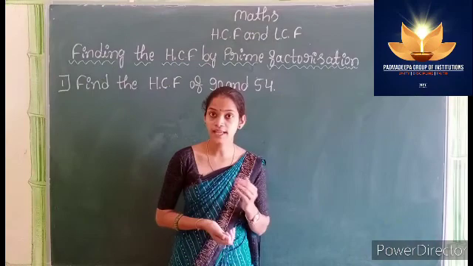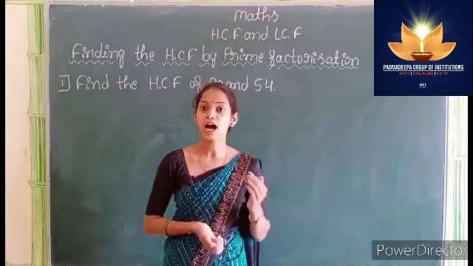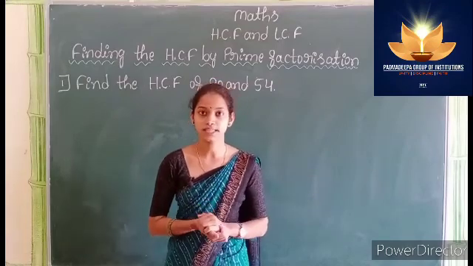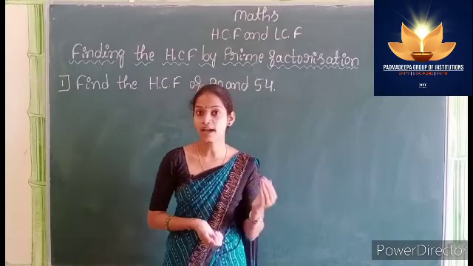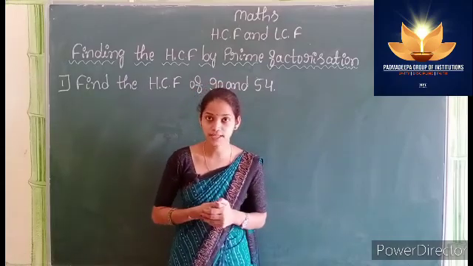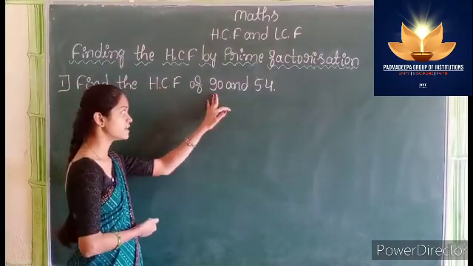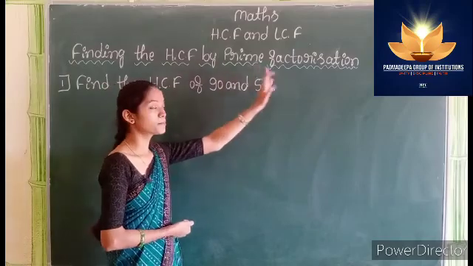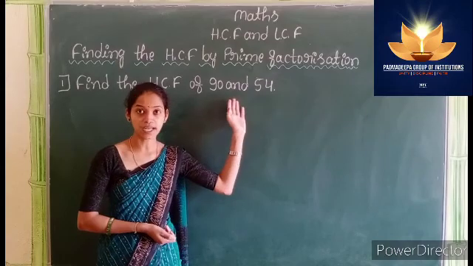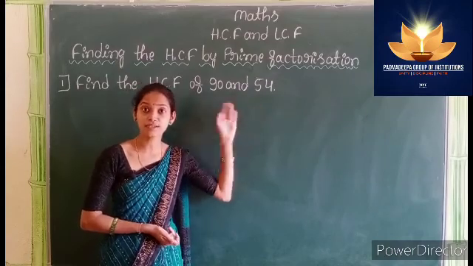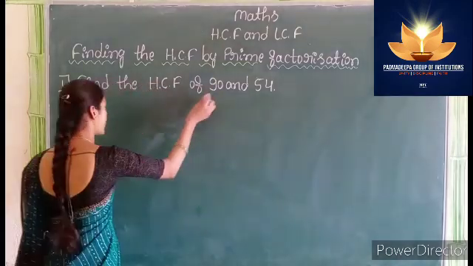So we can find the HCF by two methods. One is the prime factorization method, another is the long division method. Let us discuss one by one. First, let's learn how to find the HCF by the prime factorization method. Here we have to find the HCF of 90 and 54 by the prime factorization method. First, we have to divide the numbers individually, and to divide the numbers we only use prime factors. Let us divide this 90.